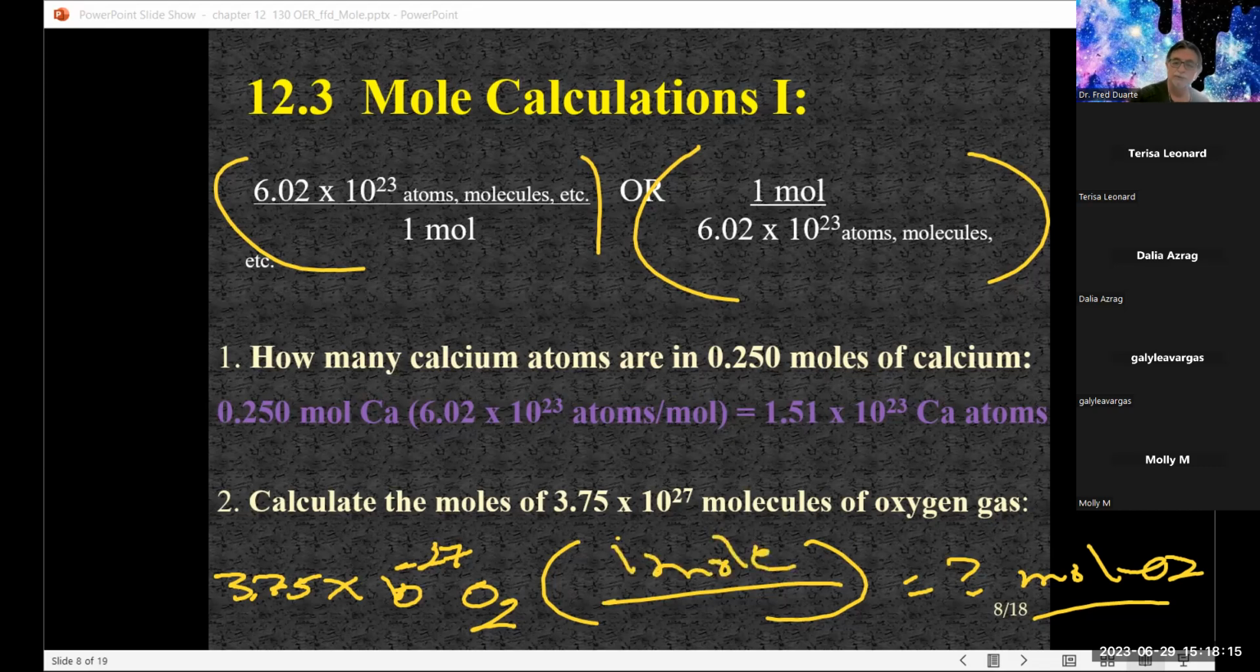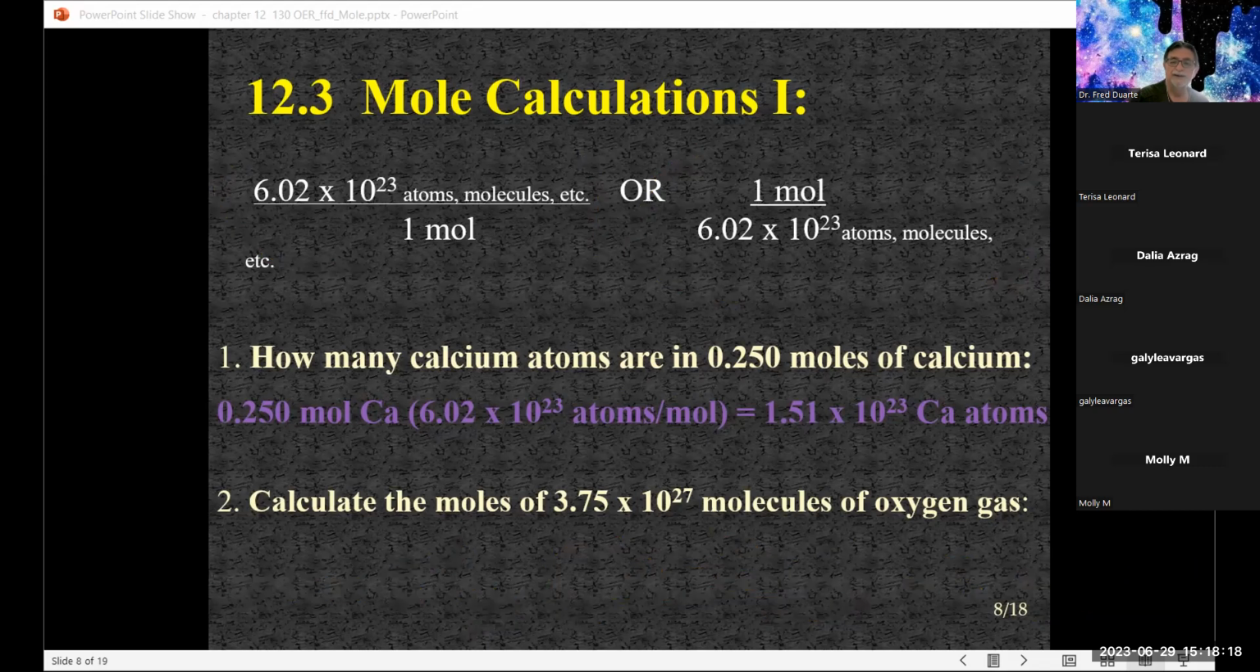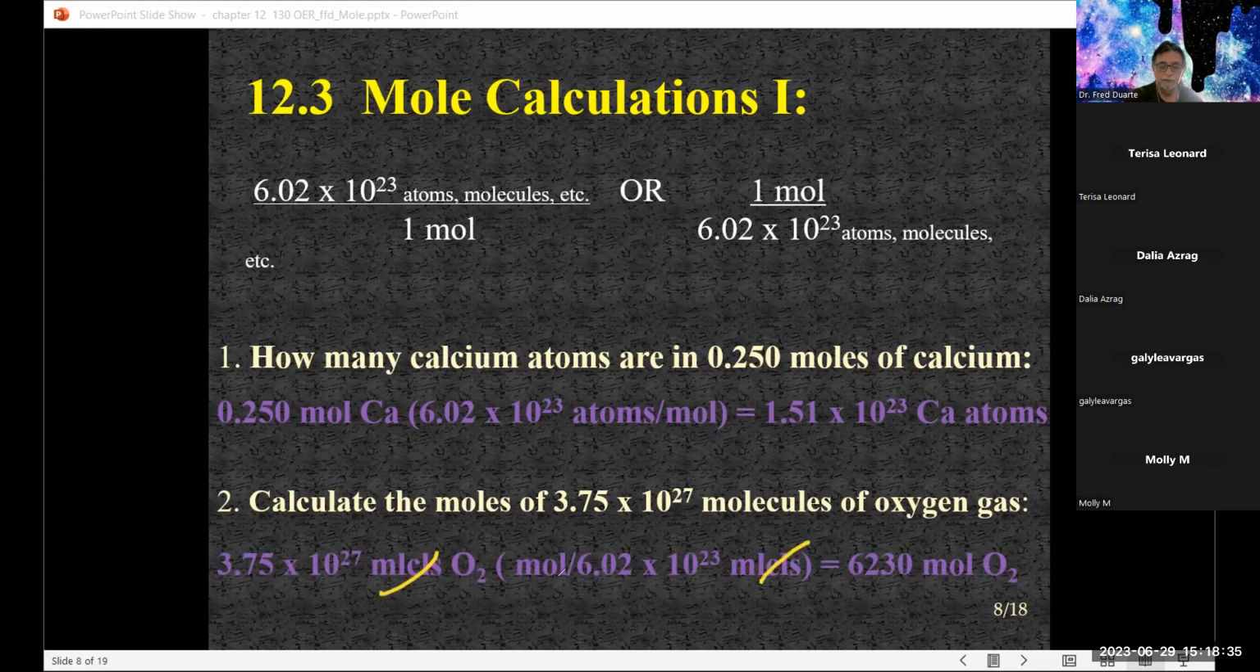Let me bring the other ones up a little bit better than my handwriting. Notice we have the one on the right because we want molecules to cancel; that MLCLS is shorthand for molecules. That leaves us with units of moles, which is what the question asks. So if you have 3.75 times 10 to the 23rd molecules of oxygen gas, that corresponds to 6.23 moles of oxygen gas, okay?